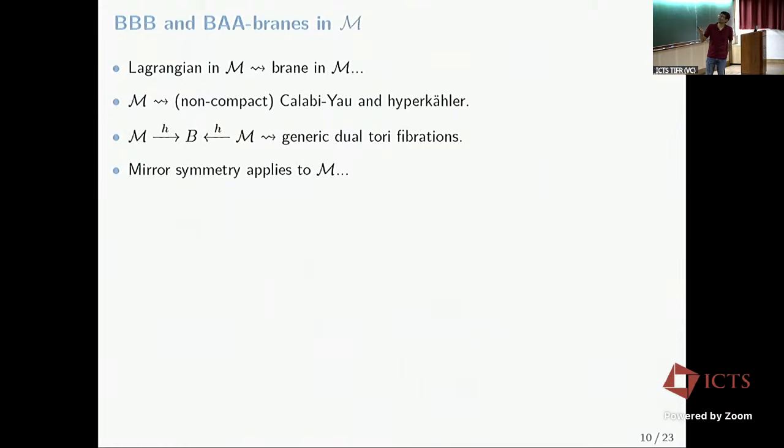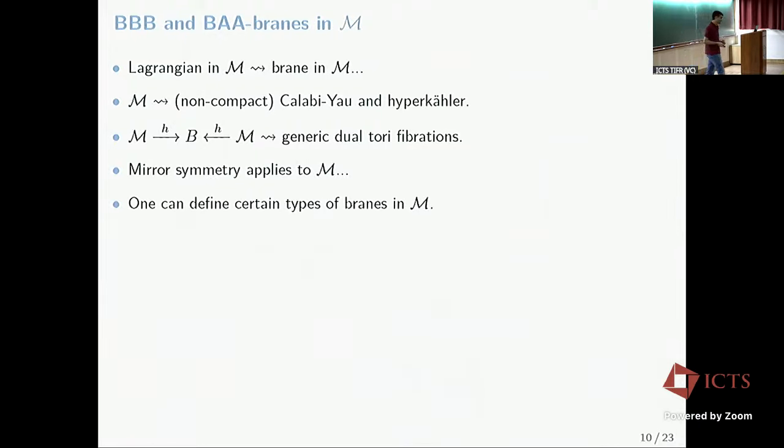When I have a Lagrangian on M, I automatically think of it as a brane in M, okay? So M is this non-compact Calabi-Yau, and it's hyperkähler. This has been coming up various times. And here we have these generic dual tori fibrations, the ones that Miguel was saying for dual groups. But remember, we are in GL_n. GL_n is self-dual. So actually here it is the same fibration, but the fibers are dual, right? And whenever we have this, SYZ mirror symmetry says that mirror symmetry should apply to the moduli space.